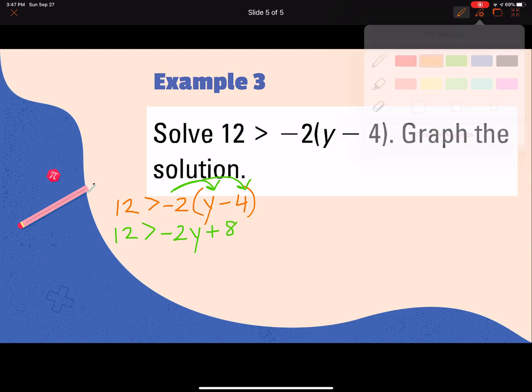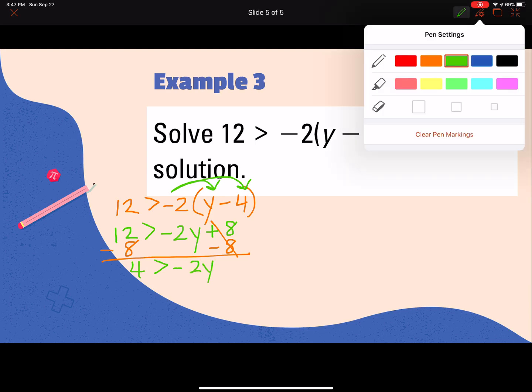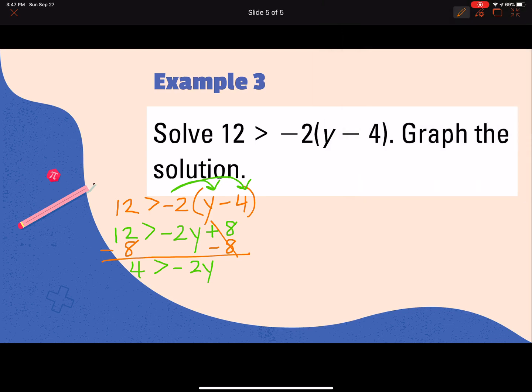Now we begin our process of solving the two-step inequality. Remember, start with your addition or subtraction. In this case, they're adding 8, so we are going to subtract 8 from both sides. Now we have 4 is greater than negative 2y. Okay, I'm going to start on the side where my variable is. In this case, the right side. Negative 2 and y are being multiplied. So I'm going to undo that using division by negative 2.